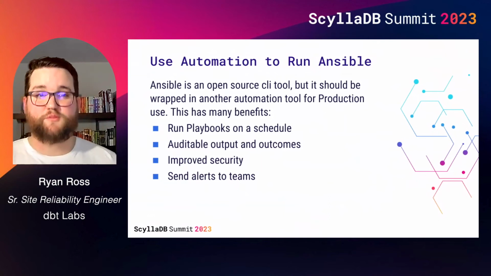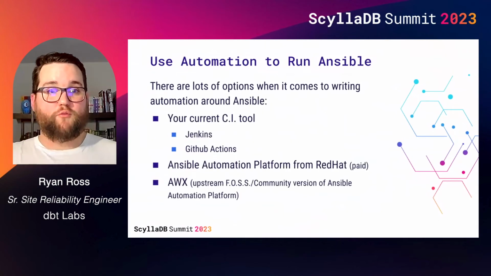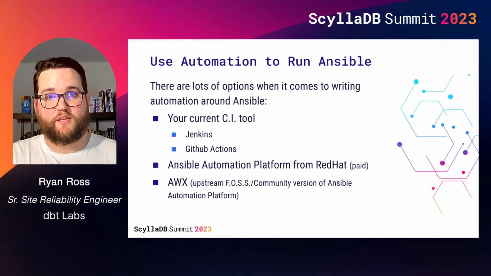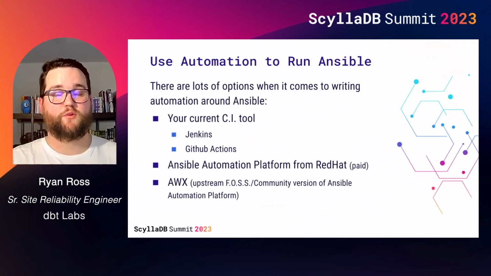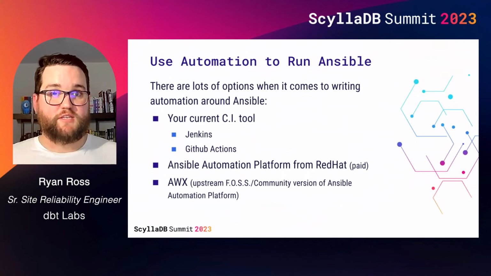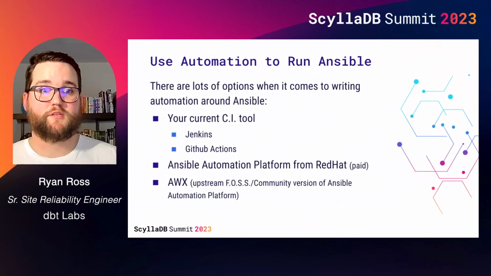So lots of options out there. You can kind of build your own with your current CI tool. Jenkins and GitHub Actions are also great ways to use this. When I first started using Ansible years ago, we just had a whole new stage in our Jenkinsfile that just called a whole bunch of Ansible playbooks to get work done.